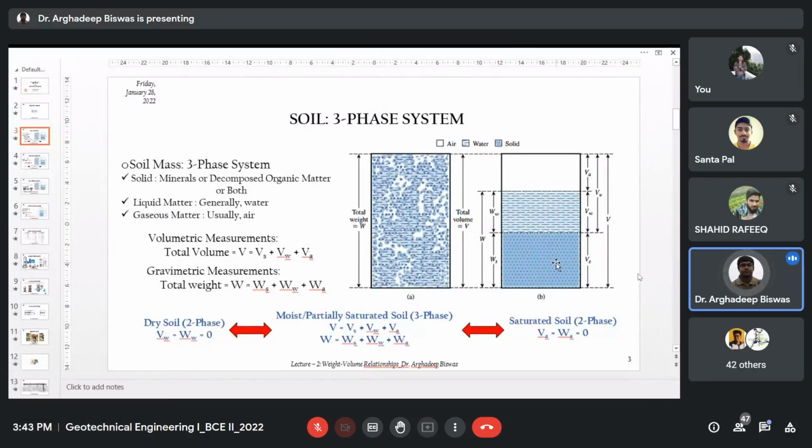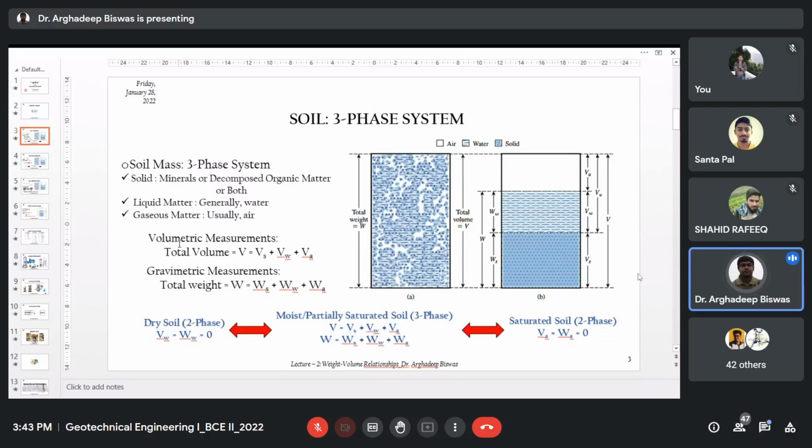Whereas in case of volumetric measurement, the total volume is given as volume of void plus volume of solid, whereas the volume of void can be again segregated as volume of air and volume of water. So in total, VA plus VW plus VS equal to total volume. So this is a phase diagram which describes the constituents, volume and weight, and how they are proportioned within the soil mass, right?